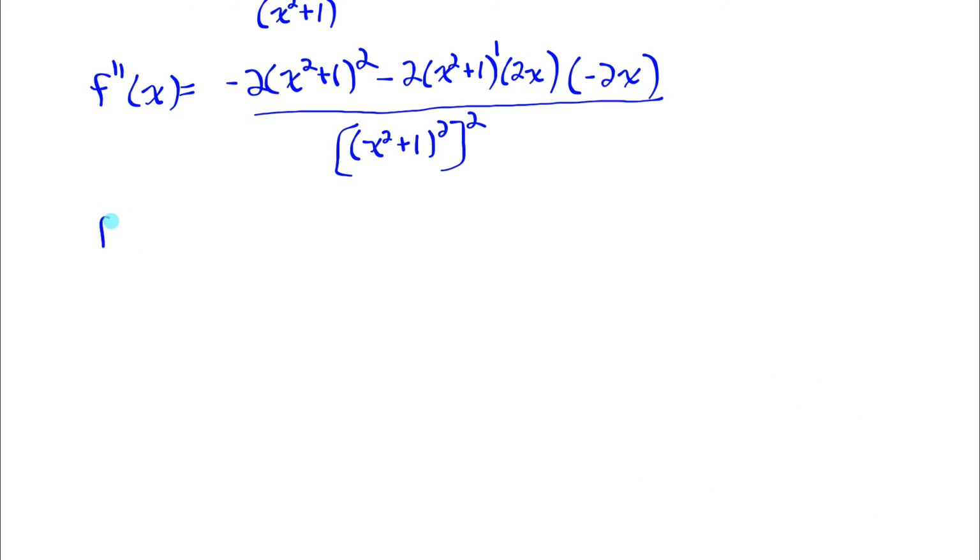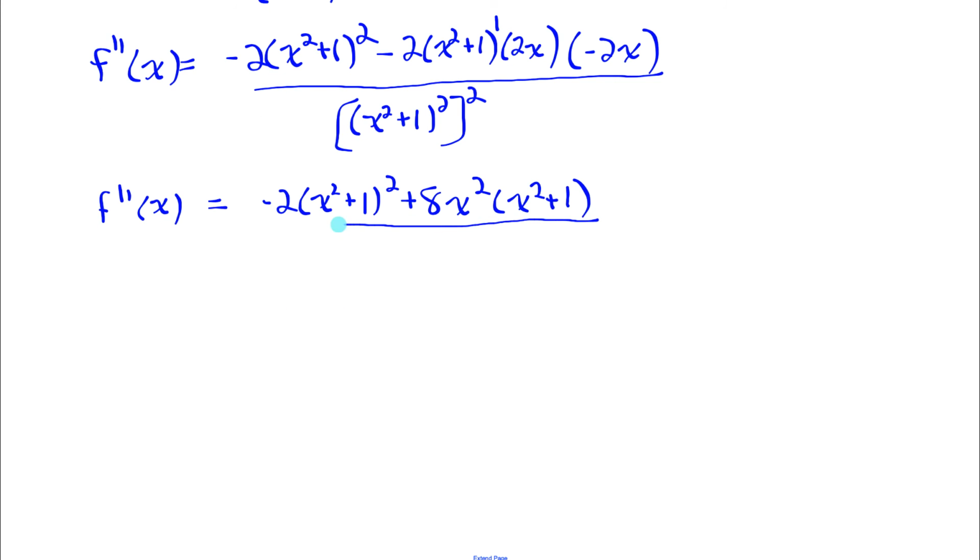Let's do some simplifying. F double prime of x equals negative 2 times x squared plus 1 squared. I'll leave that for now. Notice I have a 2 times a 2x times a negative 2x. That product would be negative 8x squared. So I'll be subtracting a negative 8x squared, which I'll just write as plus 8x squared. And then don't forget I have this factor of x squared plus 1. Oh, and then I need to rewrite the denominator. So I have an x squared plus 1 squared squared, which I could just write as to the power of 4.